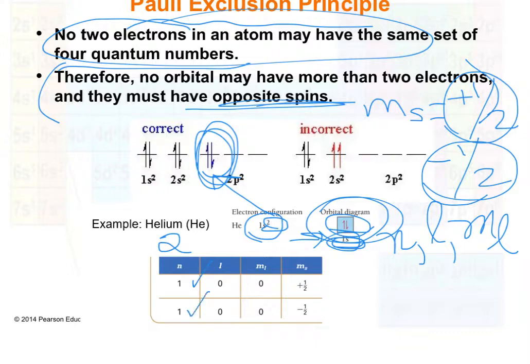See how they have the same n value? They're both in energy level 1. They're both in an s orbital, so l is 0. m sub l is the only value allowed since l is 0. And the upward spinning electron has m sub s of plus 1/2, and the other electron has m sub s of minus 1/2.